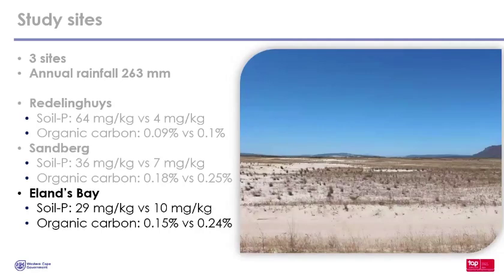The third site was located near Elands Bay. This site was last cultivated in 2010. The site had a good cover of Ehrharta calycina, but few other species. Its phosphorus levels were at 29 mg per kilogram compared to the 10 mg per kilogram in the adjacent veld, and the organic carbon content was at 0.15%.